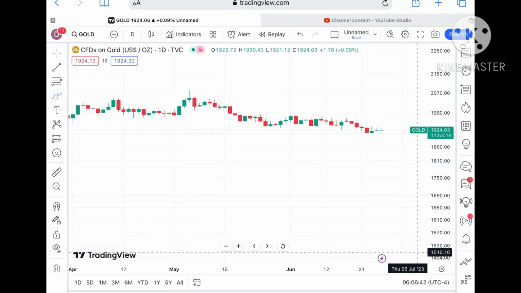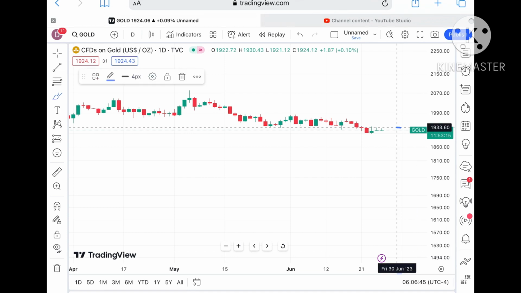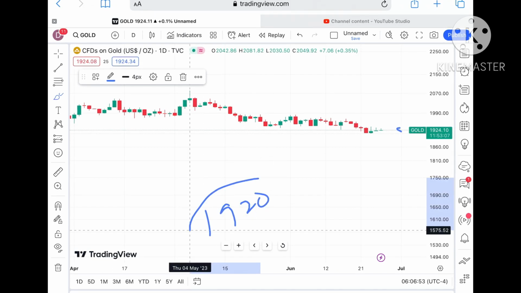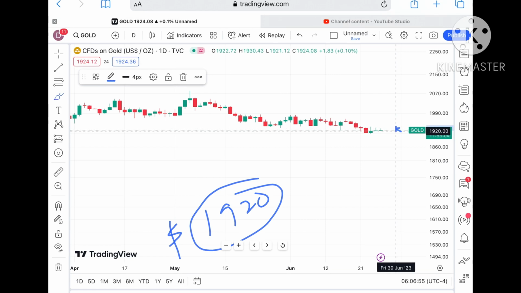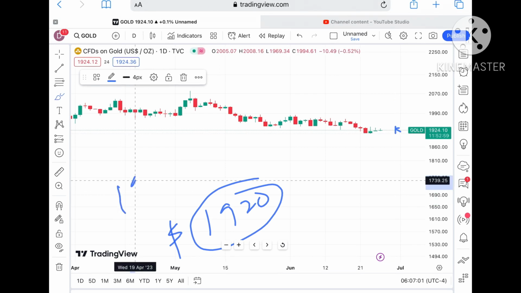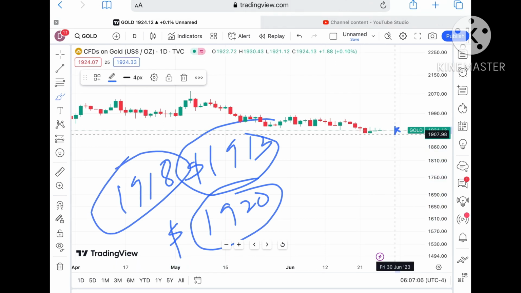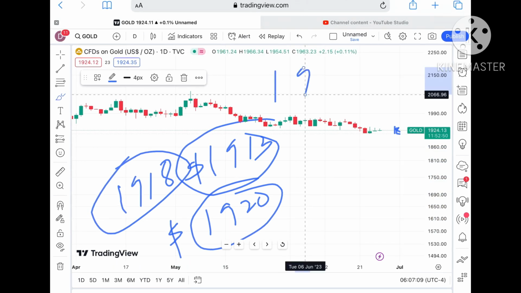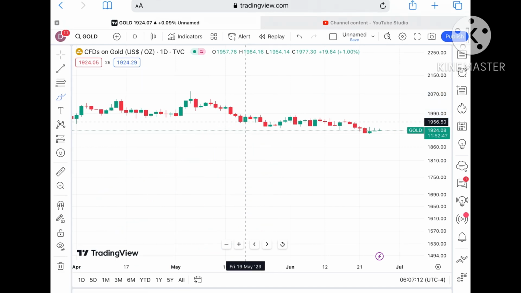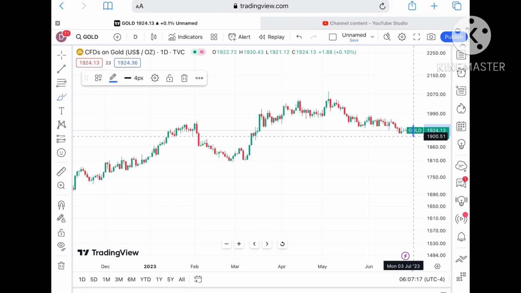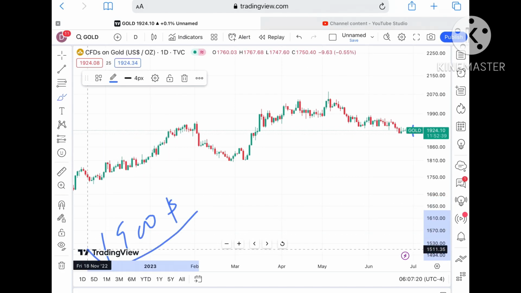Now suppose if the price didn't sustain this particular level, it can go further low towards a level of around $1920. And if the price falls below that particular level, it can go further down towards a level of 1918. And if the price falls below 1918, chances of touching a level of 1913 are there. And if the price falls below 1913, then we can see a probability of going towards 1910. So now suppose if the price falls below 1910, then yes, a probability of going further low will be there, and then we can see it can touch a level of around $1900.